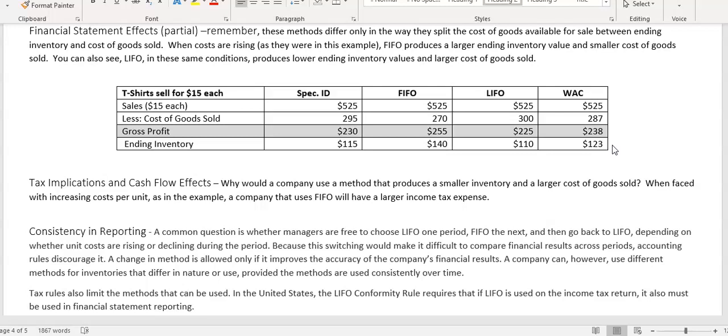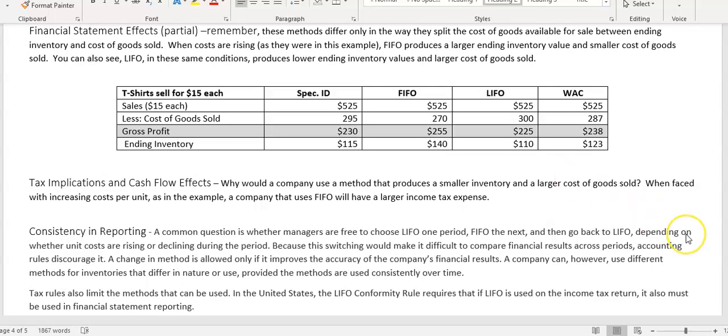Now, why would a company want a lower gross profit and a lower net income? Well, one of the only advantages to making less money is that we pay less in taxes, because LIFO gives you the highest cost of goods sold. The result is the lowest net income and therefore the lowest taxes. Now, the IRS requires companies to use the same method of inventory for tax purposes as for financial statement purposes with regard to LIFO. The IRS does not have this rule for FIFO and weighted average or specific identification. It's called the LIFO conformity rule.